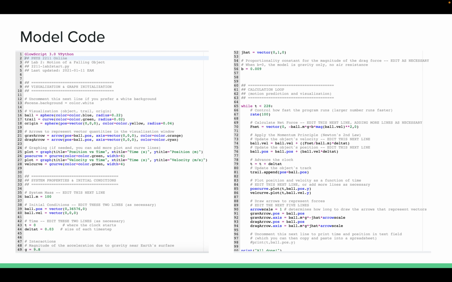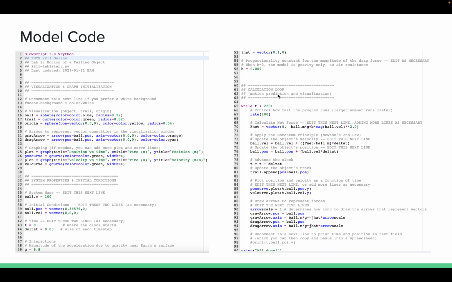So looking at our model code, on the left side here, we're treating the man as a ball or a particle, so the ball mass is considered to be 100 kilograms. The ball position is that initial vector that the man is positioned at, which is that 36,576. The ball velocity is 0, since initially when the man jumps he has a 0 velocity and then begins accelerating due to gravity. t is equal to 0 and delta t is equal to our 0.03 iteration, and then gravity is 9.8.